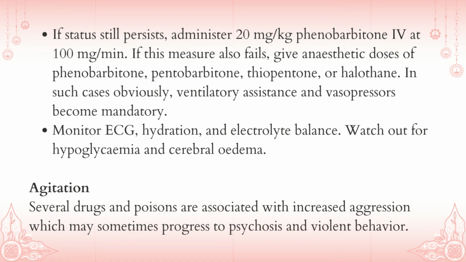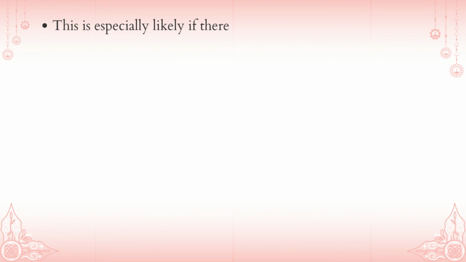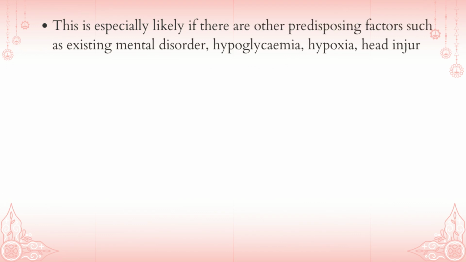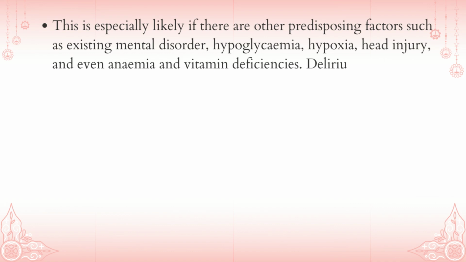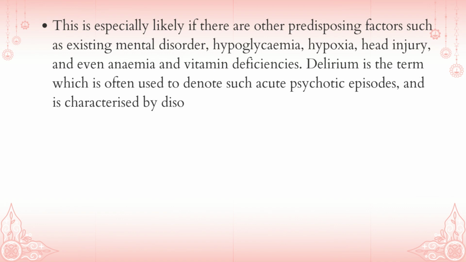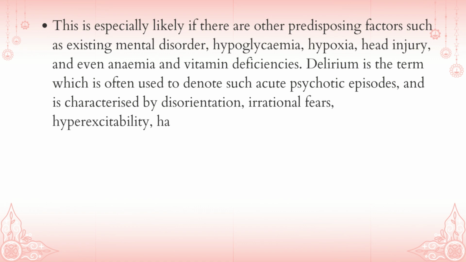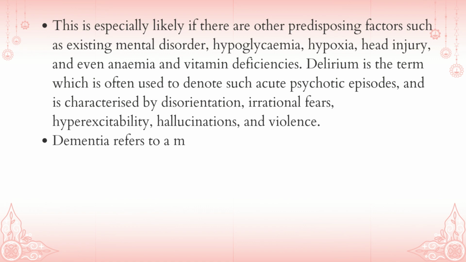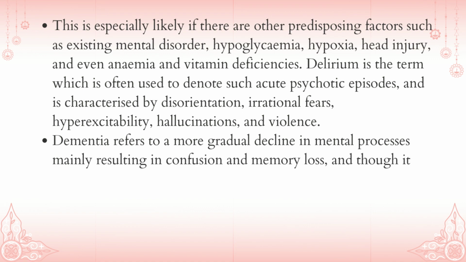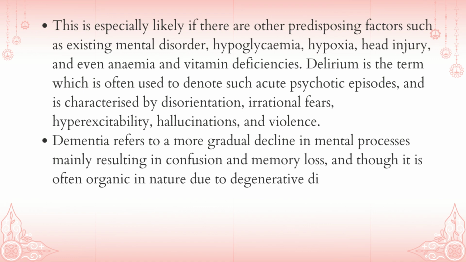Agitation. Several drugs and poisons are associated with increased aggression, which may sometimes progress to psychosis and violent behavior. This is especially likely if there are other predisposing factors such as existing mental disorder, hypoglycemia, hypoxia, head injury, and even anemia and vitamin deficiencies. Delirium is the term which is often used to denote such acute psychotic episodes, and is characterized by disorientation, irrational fears, hyperexcitability, hallucinations, and violence.